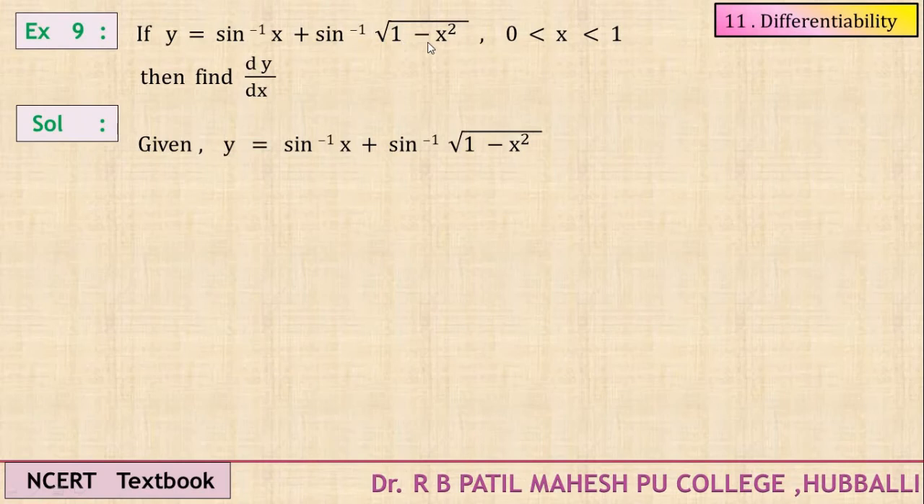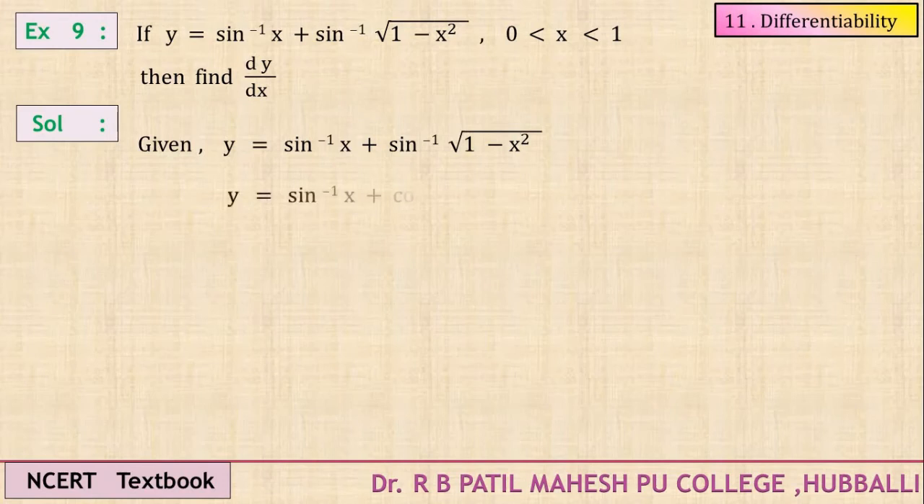Directly you can write this as cos inverse x. Write the derivative of sine inverse x, and the derivative of cos inverse x, then see that and find dy by dx.